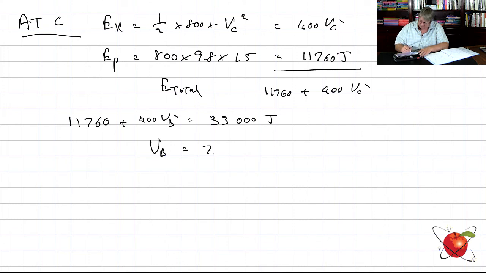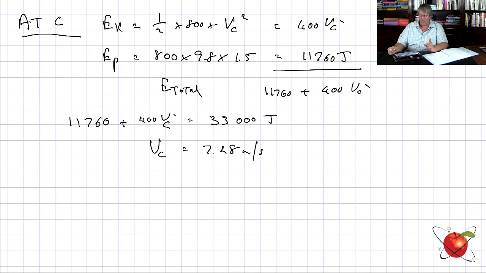And EP here, EP is 800 times mg times h, 1.5, which is 11760 joules. We add them, E total. So it's going to be 11760 plus 400 VC squared.